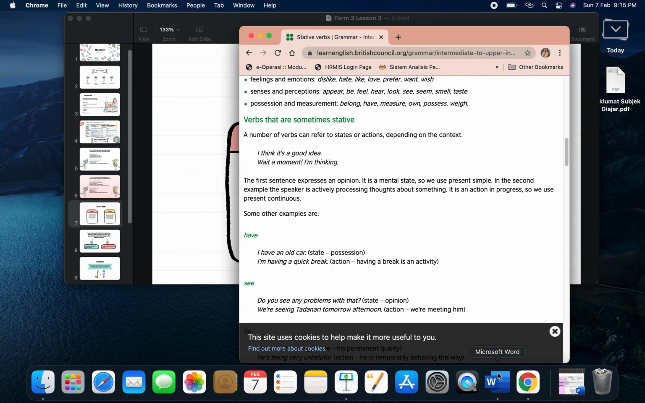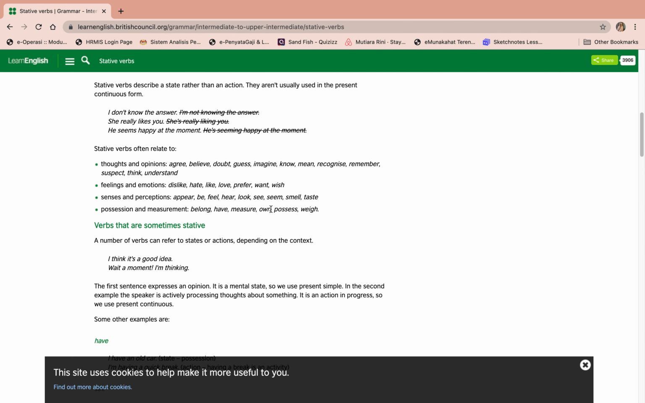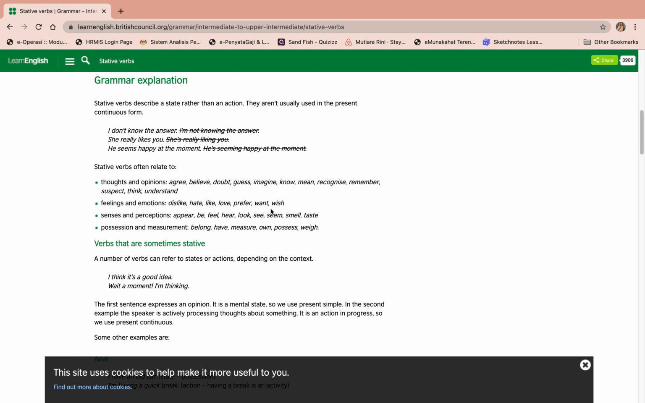of it real quick. Okay, if you look at here, kamu boleh tengok stative verbs. So, describe a state rather than an action. They aren't usually used in the present continuous form.